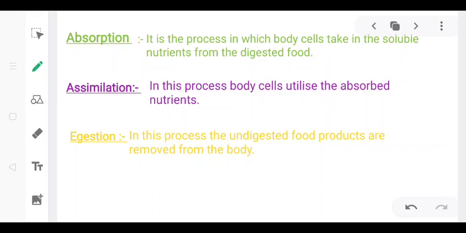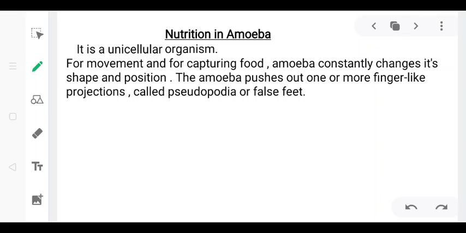Whatever food we have eaten, and whatever we have digested or absorbed, apart from that, some food materials are not digested by our body, or our body is not able to digest them. That undigested or unabsorbed food gets removed from our body, and the process is called egestion. Okay, so let's start with nutrition in amoeba.